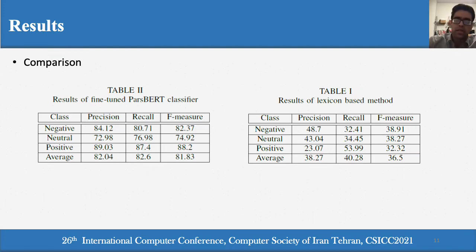Whereas for the lexicon-based method, the best value for the precision criterion was for the negative class with 48%, and for recall and F measure, its best values for the positive and negative classes by 53% and 38% respectively. On average, for the three classes, an accuracy of 38% has been achieved for the precision, 40% for the recall, and 36% for the F measure.